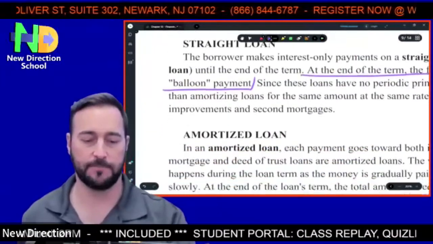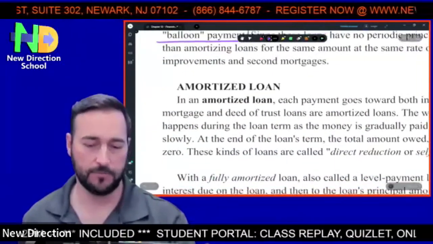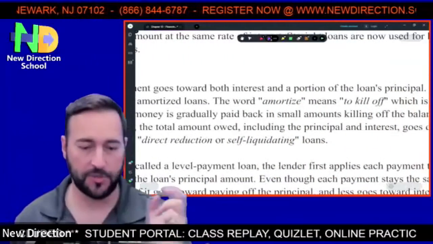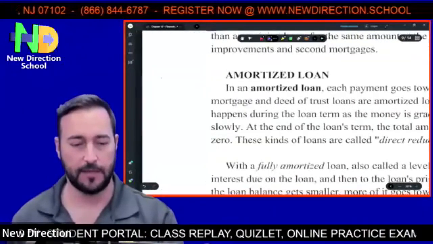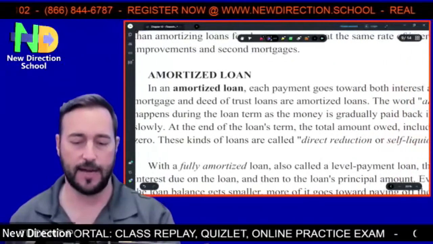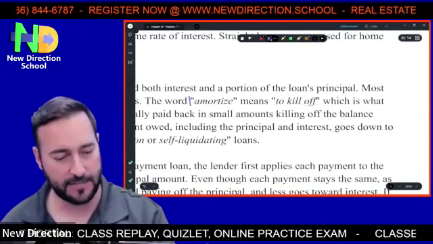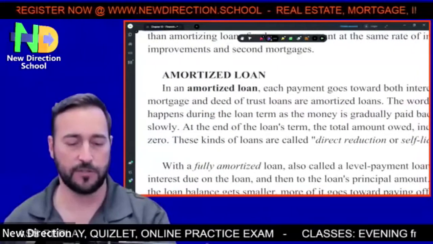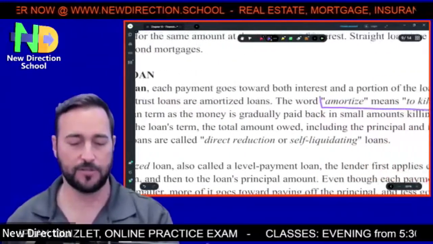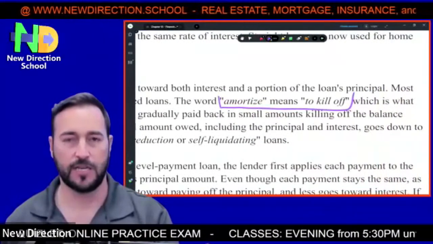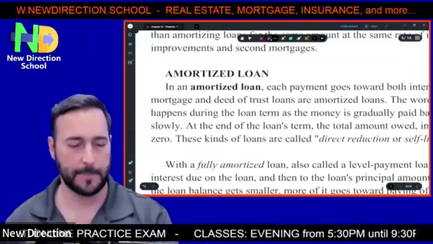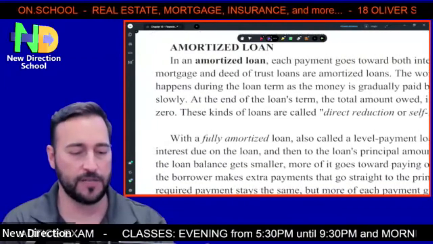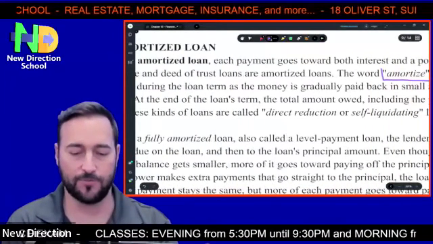These are straight loans. If it's an amortized loan, which most mortgages are, each payment goes towards both the interest and a portion of the loan's principal. Most mortgage and deed of trust loans are amortized loans, and the word amortize means to kill off, which is what happens during the loan term as the money is gradually paid back in small amounts, killing off the balance slowly. At the end of the loan term, the total amount owed, including the principal and interest, goes down to zero. These kinds of loans are called direct reduction or self-liquidating loans.